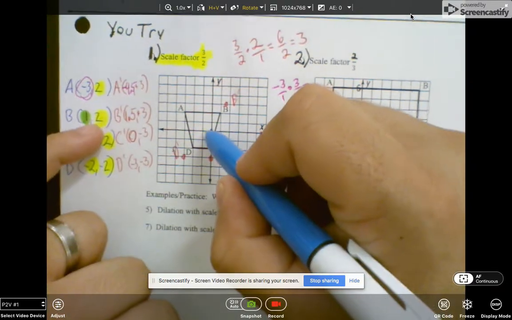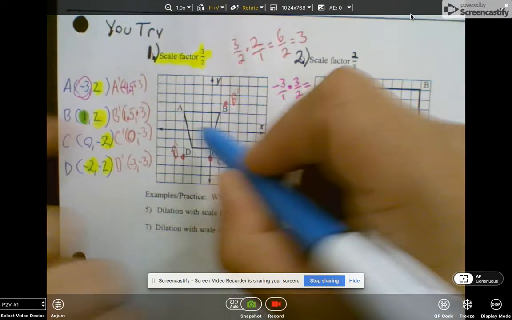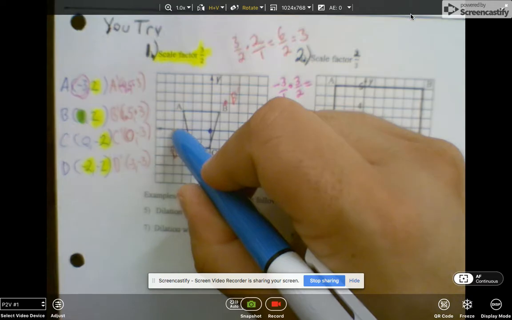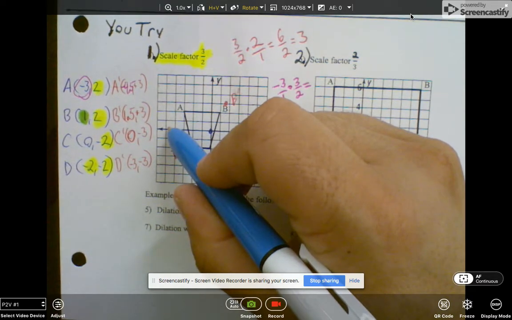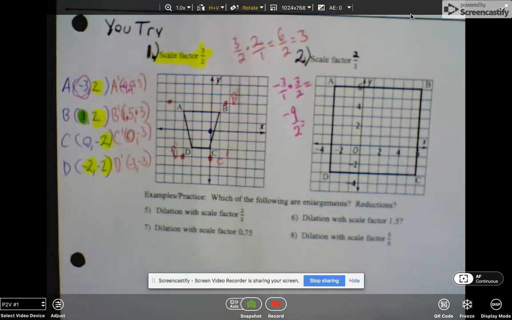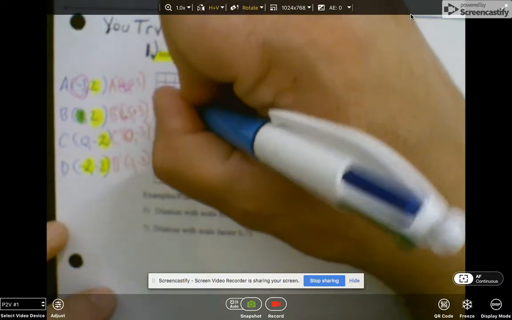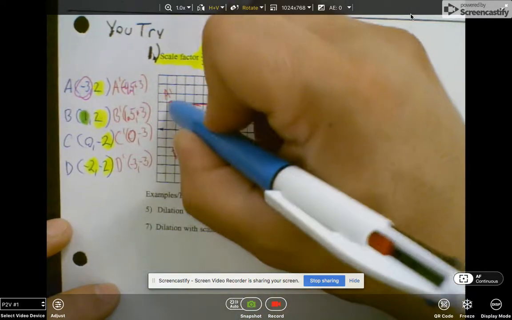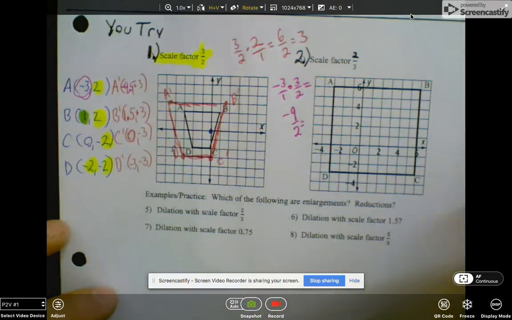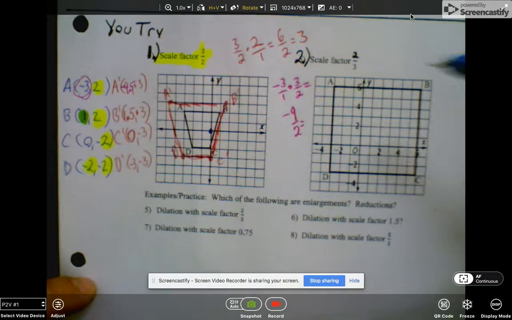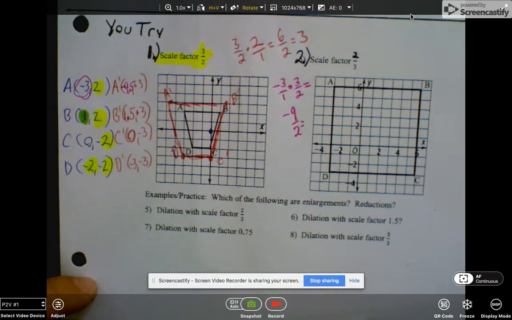And then the last one is to the left, 1, 2, 3, 4 and a half. And then up 3, 1, 2, 3. Something seems a little off about that. I don't know. So then we'll call that A prime. Connect the dots. Looks like that. And that's a dilation with the scale factor of 3/2. Woo!